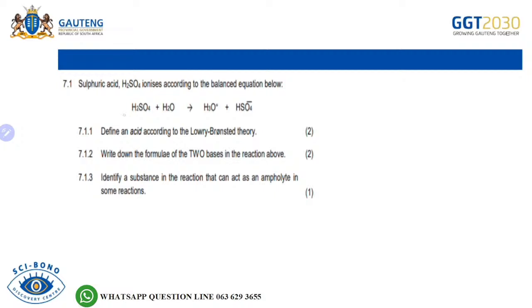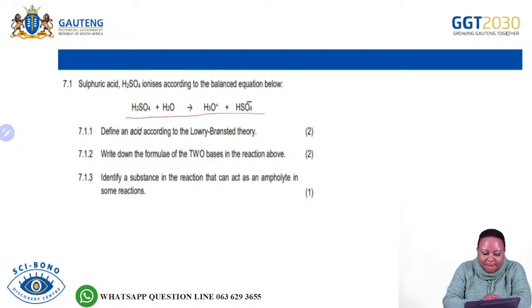Sulfuric acid ionizes in two steps like this. The first question says, define an acid according to Lowry-Bronsted, which we can do. Write down the formula of two bases in the reaction. As you can see, this is an acid, obviously a strong acid, and this one will act as a base. These are the ions that are formed by the sulfuric acid.